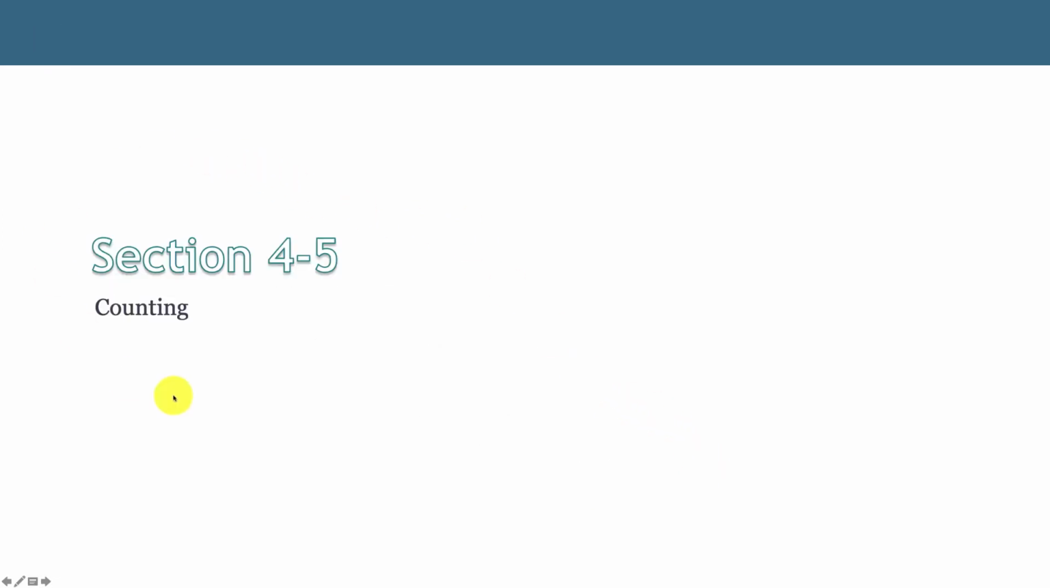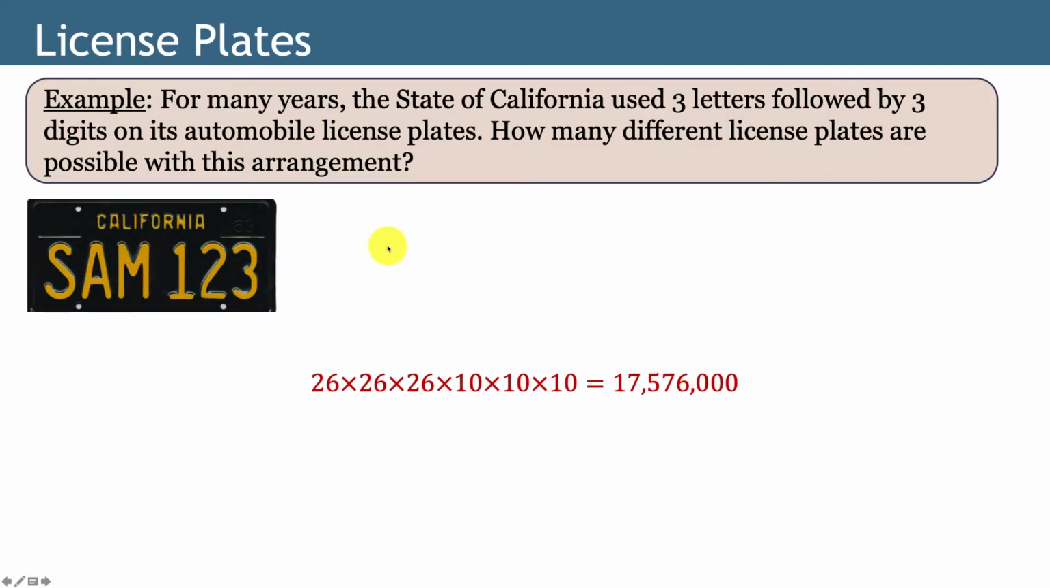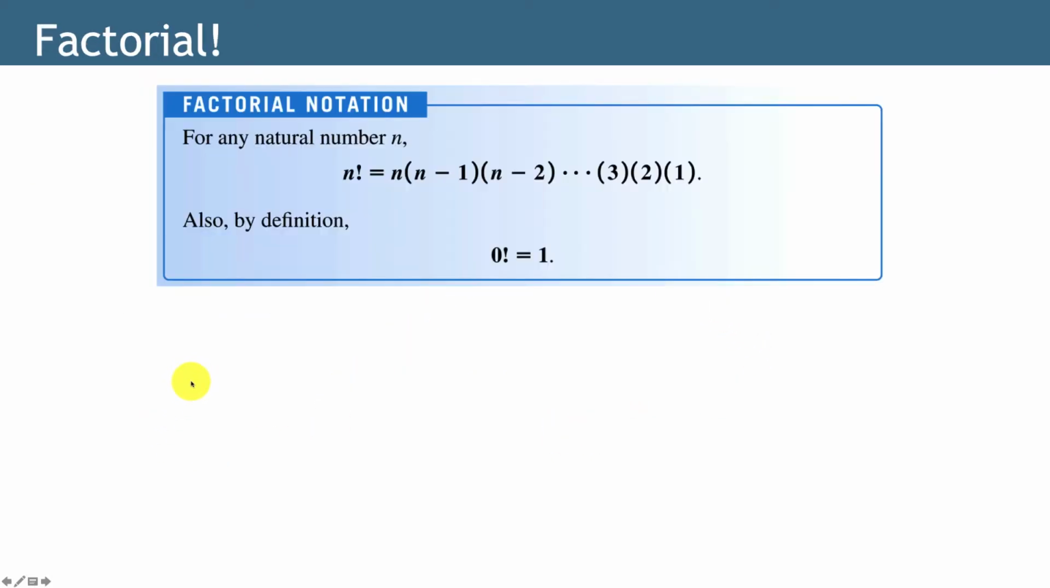All right, so we'll finish it off now with counting. Just a reminder of the multiplication principle. Let's say the state of California has 3 letters followed by 3 numbers. So 26 possibilities for the first letter, next letter, next letter, 10 possible digits, 0 through 9 for this digit, this digit, this digit. So the multiplication principle says, hey, crank that out, you get 17,576,000. All right, so that is the multiplication principle.